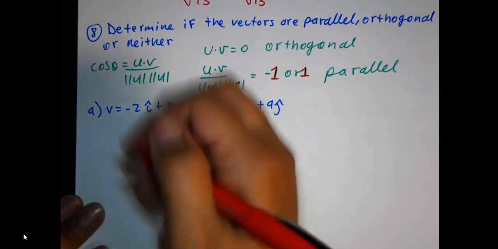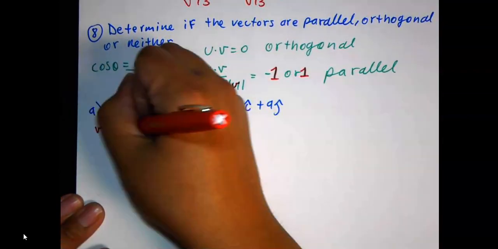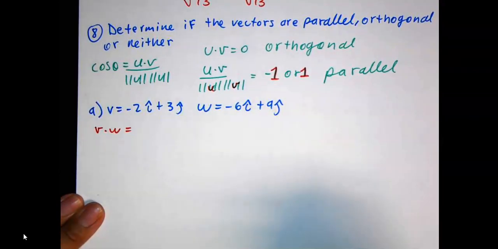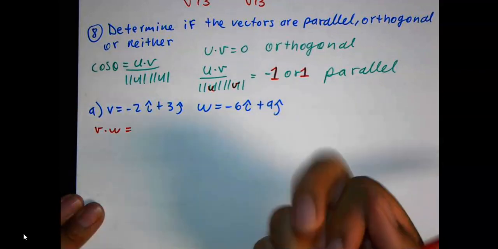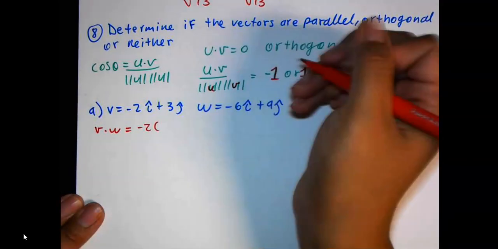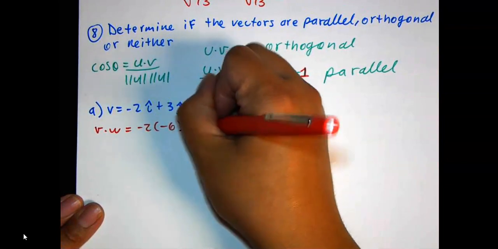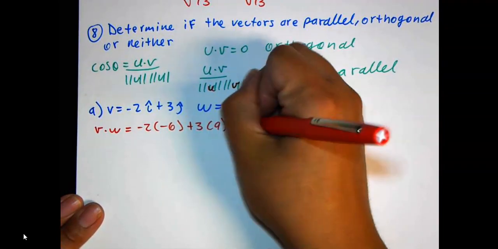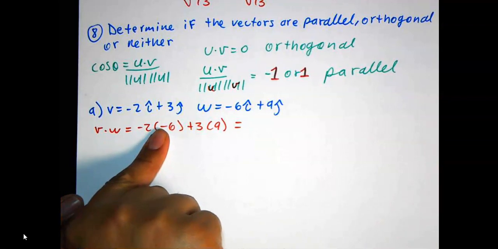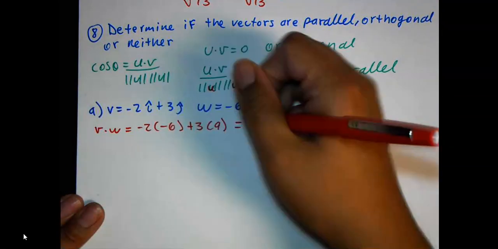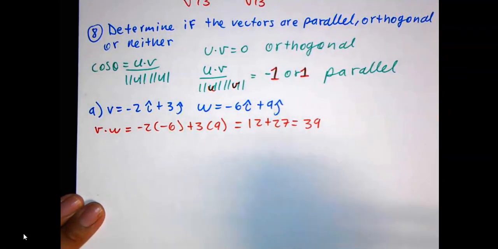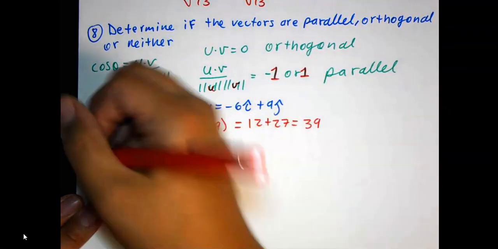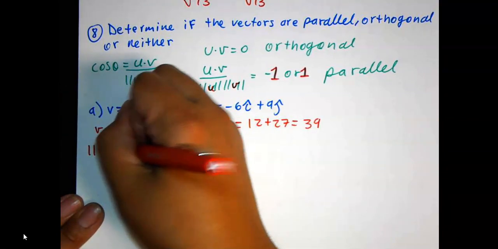So let's get started. You always want to get started with the dot product. So what is the dot product? You multiply the x values, you multiply the y values, and you add them. So we're going to do negative 2 times negative 6 plus 3 times 9. From here, I get 12 plus 27, which is 39. You see, I didn't get 0. I keep on going.